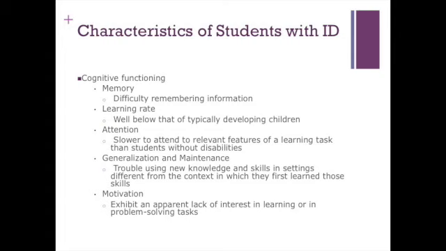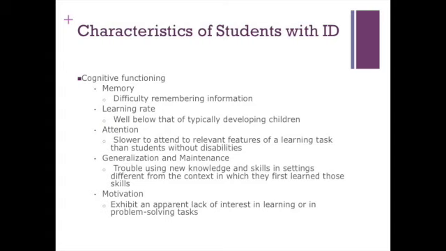There are also aspects of attention. Oftentimes, students with intellectual disabilities are slower to attend to relevant features of a learning task that students without disabilities seem able to pick up on. So they may focus on the wrong aspect or the wrong concept when they're given an example, instead of picking up on the critical variable that makes this example different from other examples.